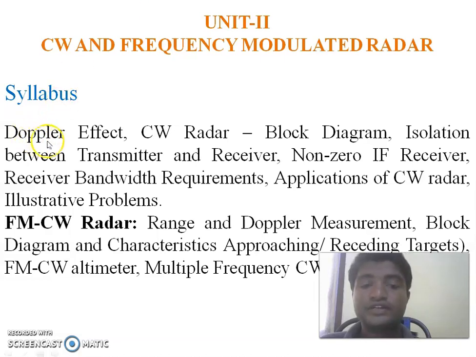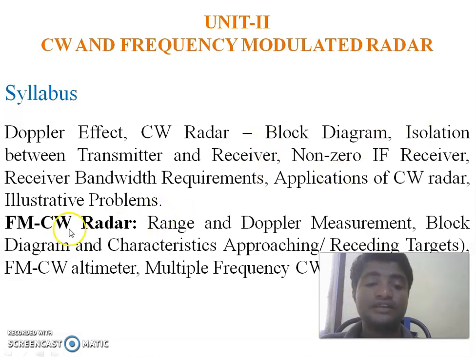First we are going to study Doppler effect. It is already known from the basics of physics, and next we will study the basic operation of the CW radar and how to provide an isolation between transmitter and receiver, non-zero IF receiver, and what are the bandwidth requirements of the receiver and applications of the CW radar. All will be covered in the first part, that is completely about the CW radar.